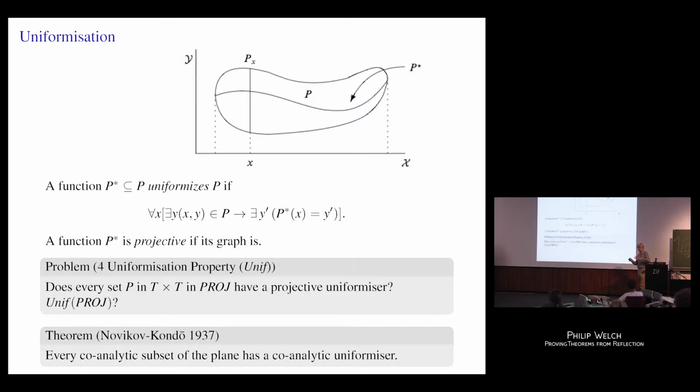So the question is, can one do this? Obviously, with the axiom of choice, you can do this in a kind of trivial and uninteresting way. You can just look at the fibers and pick one using AC. But that's not of any interest. What we'd like is to have some nice way of finding such a uniformizer. So I'll call a uniformizing function P star projective if its graph is a projective set in the plane, as we've given here.